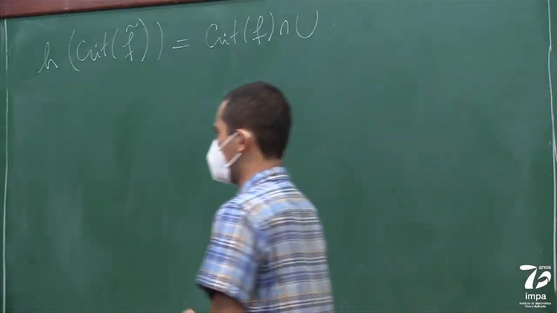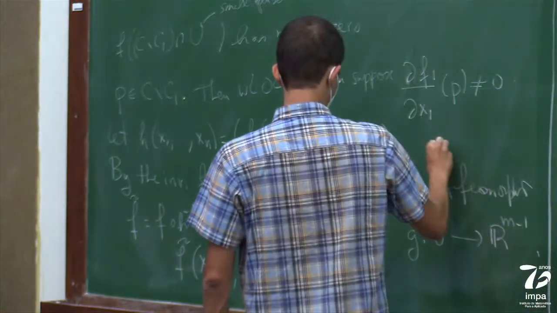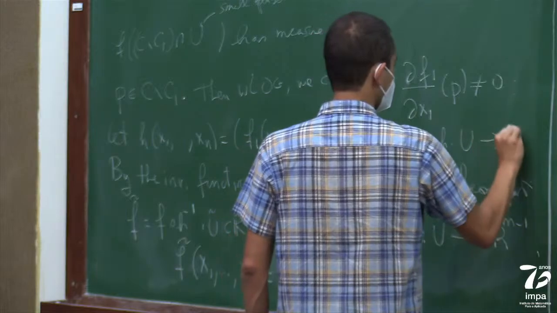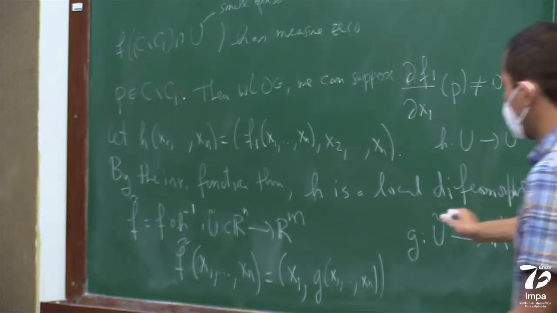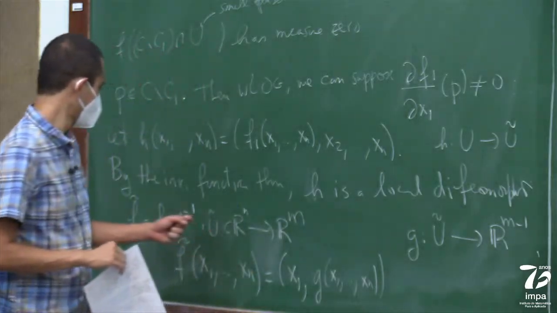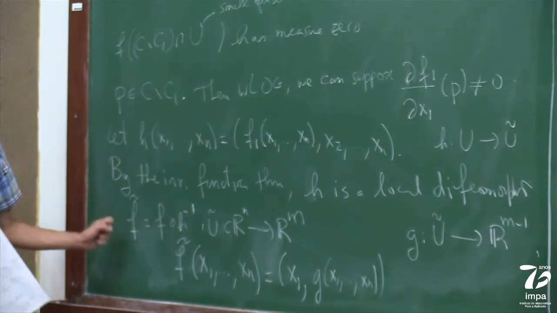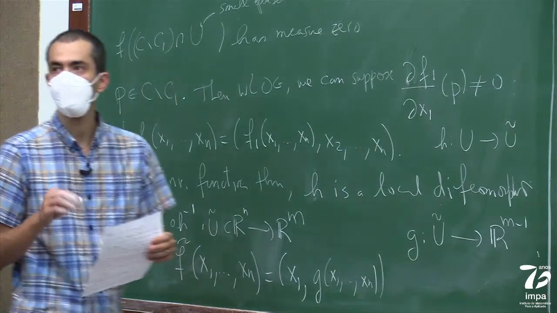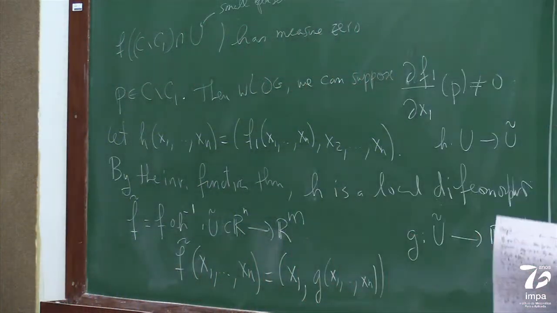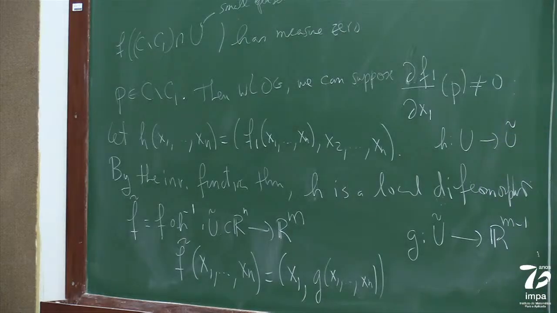Okay, so H is a local diffeomorphism, so H is taking U to U tilde. And F tilde only takes values in U tilde. That's why I'm not taking the intersection with U tilde. But H is a local diffeomorphism, so it will take the critical points of F to the critical points of F tilde and vice versa. Okay? So now I can just look at this F tilde.